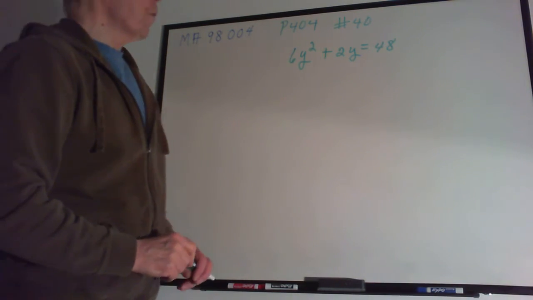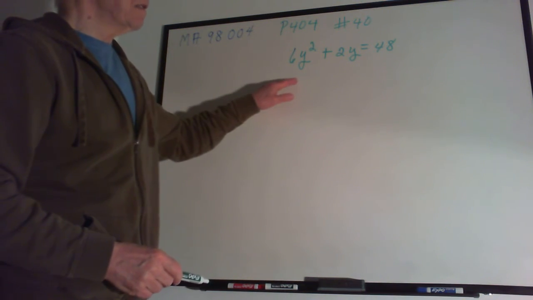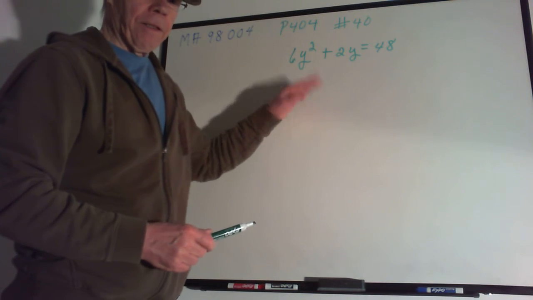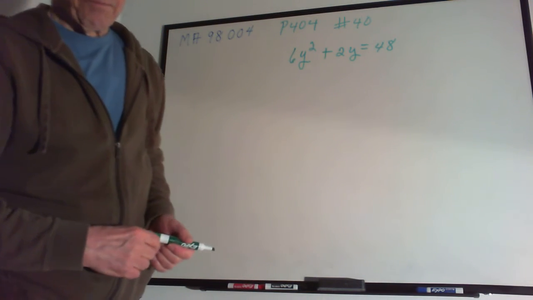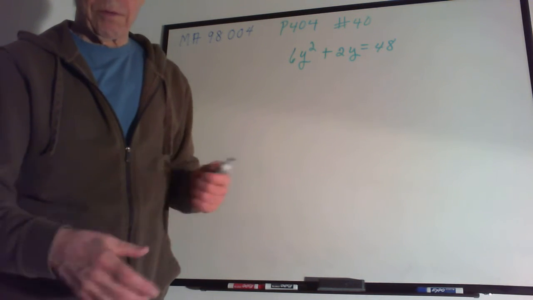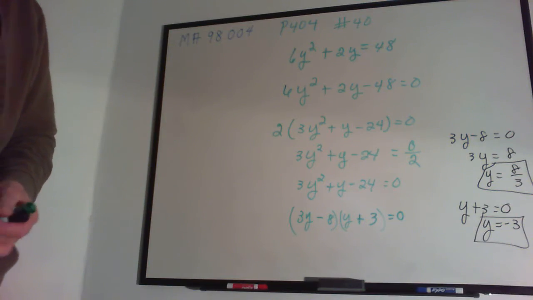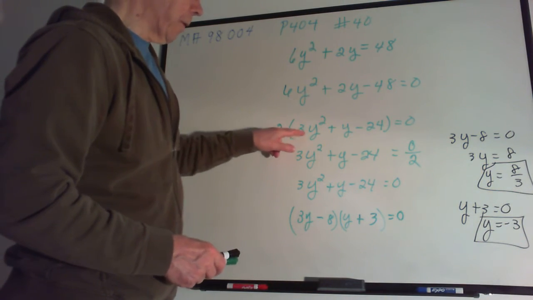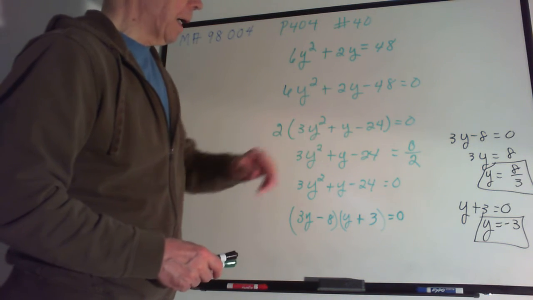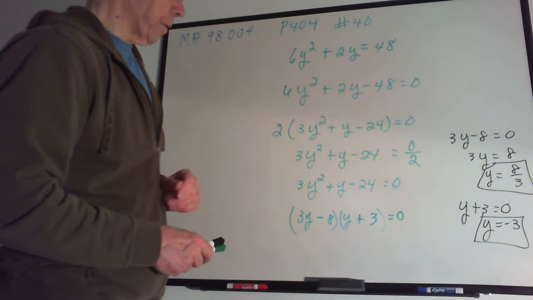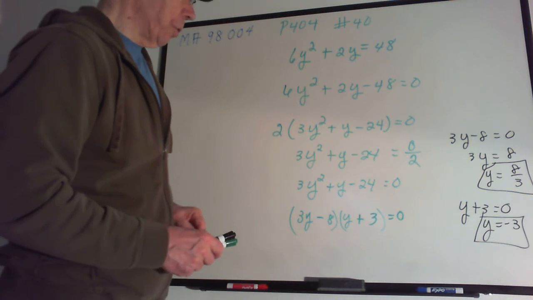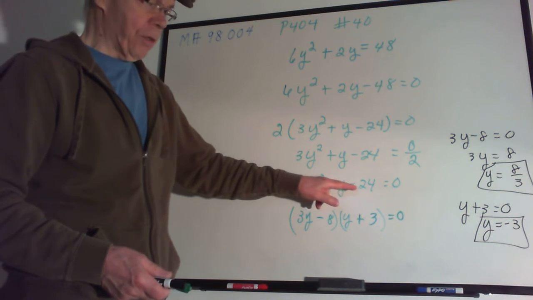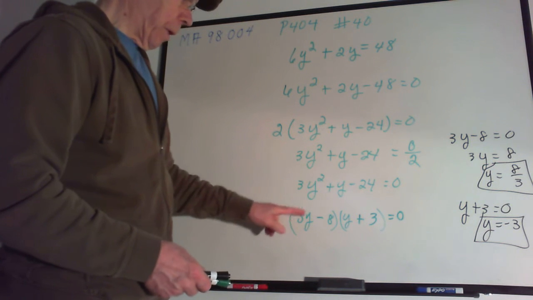Alright, try page 404, number 40. Try to do it. What you want to do is bring the 48 to the side and then factor it. Pause the video, I'll do the work, then you check your work. Alright, brought the 48 over, divided by 2, so I get 2 times 3y squared plus y equals minus 24 equals 0. So I divide the 0 by 2, so I get rid of the 2. So now I have 3y squared plus y minus 24 equals 0. What I want to do is factor this.